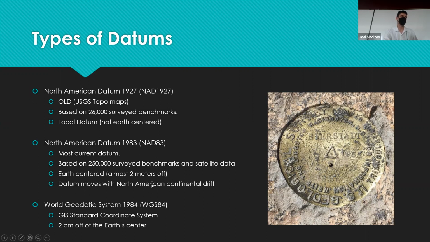This datum is updated as the North American continent drifts, so it kind of tracks North America. It's only 2 meters off the actual center of the Earth. Not too bad. And then you have the World Geodetic System, WGS 1984. This is the standard GIS coordinate system. It's an ellipsoid. So anytime you get a GPS lat-long point from your phone or a handheld GPS unit, it's going to give you information based on this horizontal datum. It's 2 centimeters off the Earth's center.